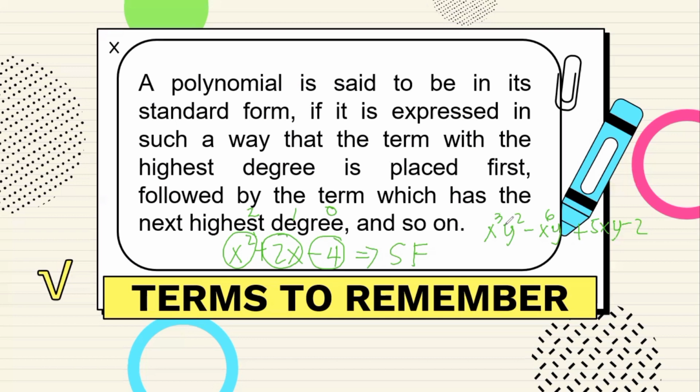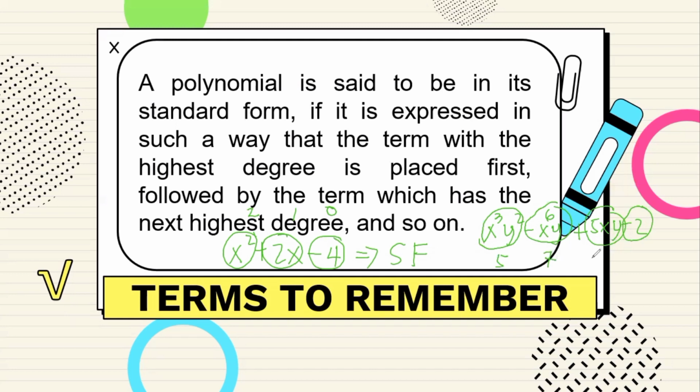So we have to get the sum of the exponents of x and y in our first term. So our first term is x cubed y squared. Okay, our second term is negative x raised to 6y, and then we have 5xy positive and negative 2. Okay, so we have to get the sum of 3 and 2. We have here 5. The sum of 6 and y, we have an imaginary 1 as its exponent. So we have 6 plus 1 is 7.